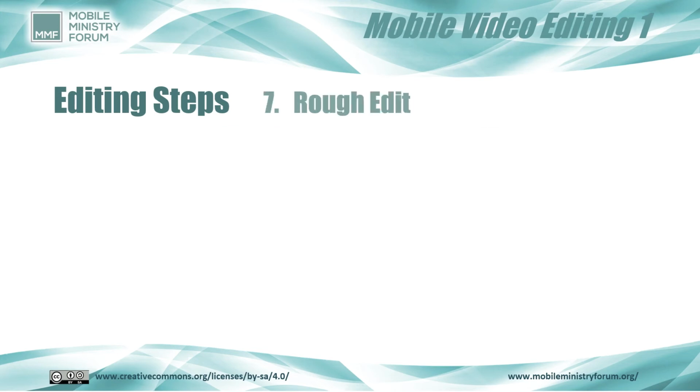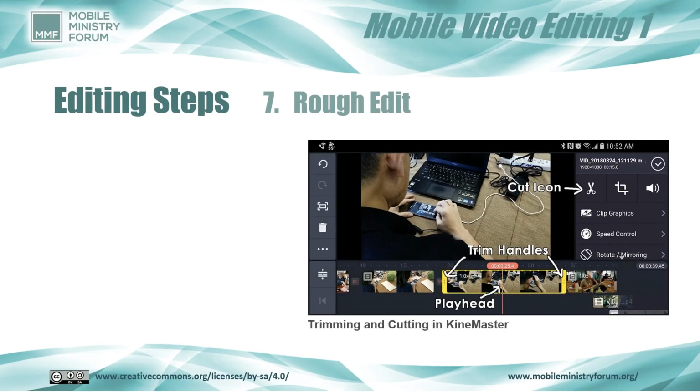The next step in the process is to do a rough edit of the video. That is to trim, cut out any unwanted parts of clips, and, if necessary, rearrange the clips on the timeline. You'll need to trim the start and end of each clip to remove unwanted material. In most apps, when you tap on a clip, it will display handles or grab points on each end. If you place your finger on those handles, you can trim the clip, that is, move the start or end point to either shorten or lengthen the clip as needed.